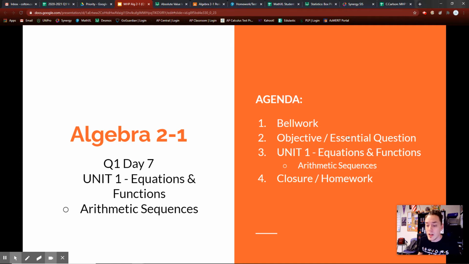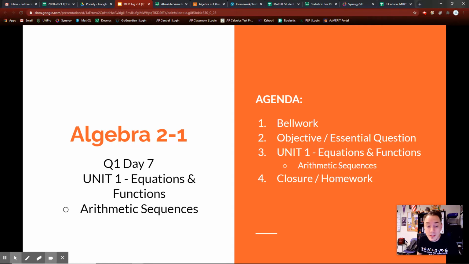We're going to go through the objective and the essential question. What are arithmetic sequences? How are they used? How can I calculate them? And so forth. And then we're going to obviously go through the arithmetic sequences. We're going to see what an explicit formula is, what the common difference is, and how they relate to functions and equations.